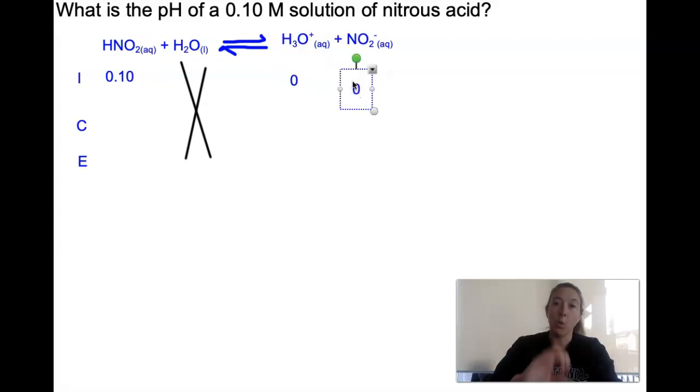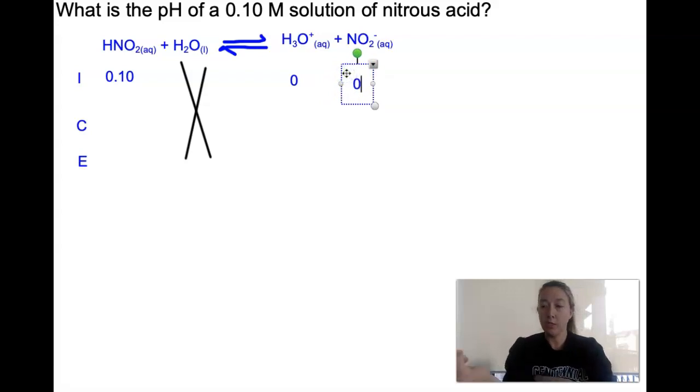So why am I doing an ice table and not doing stoic? Because sometimes when you see a question like this, you think, sweet, I'm going to just write an ionization equation, do some stoic, and plug that in. But the reason we can't do stoic is nitrous acid is not a strong acid. If it's one of the 6 strong acids, I can do stoic. But if it's not a strong acid, I'm going to have to create an ice table, okay? So that's why I'm making an ice table and not just doing my ratio and then my calculation.